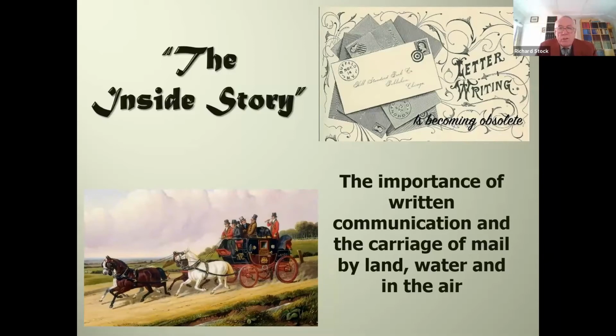A couple of illustrations, and this is the title sheet. Letter writing is becoming obsolete. Well, yes, everybody sends emails these days, but you need something, and I think this draws attention from the outset.